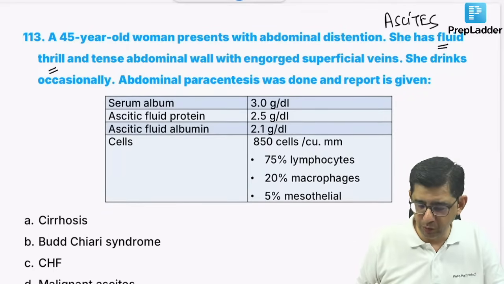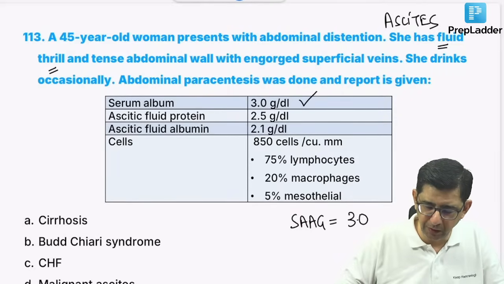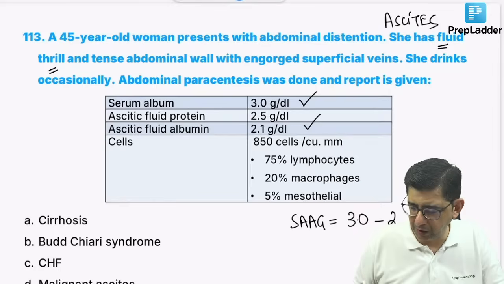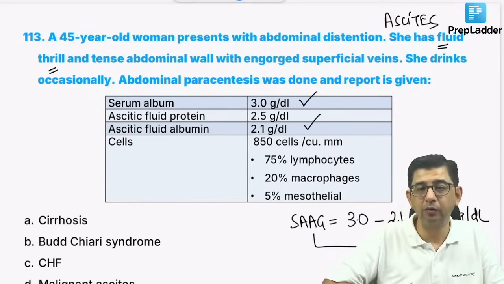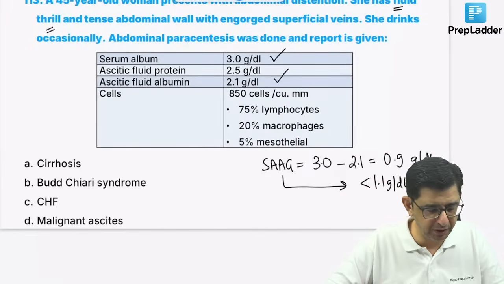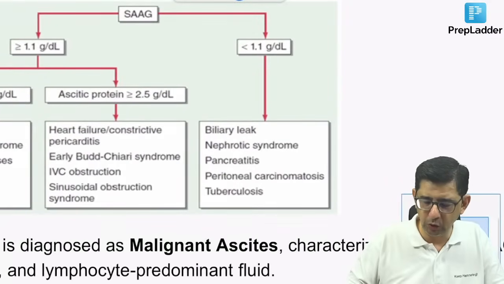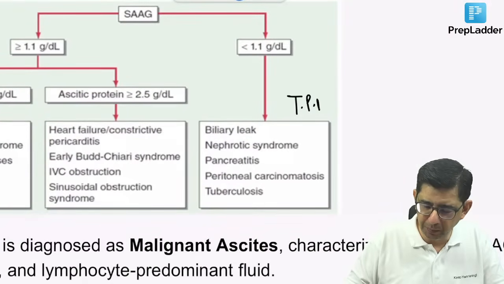First and foremost, we will be calculating the serum albumin ascites gradient. The SAAG is the serum albumin value minus the ascitic fluid value. You can see that the value comes to 0.9, which is less than 1.1. The moment you pick up that the SAAG value in this patient is less than 1.1, your thought process will go towards what I've explained to you as TPN.